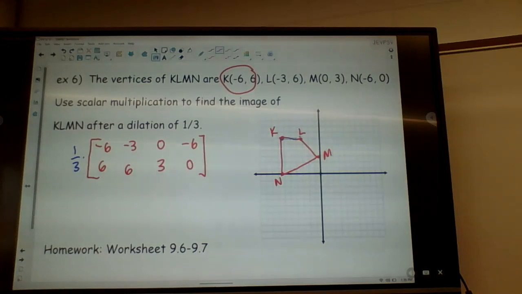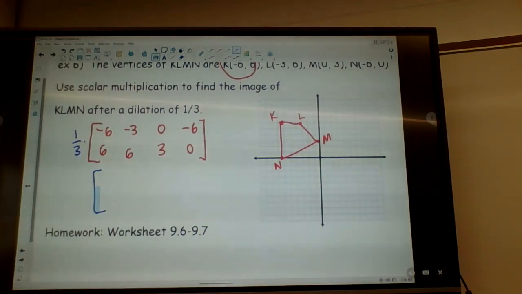We're going to dilate this by using this scale factor, and it's going to help me to do this to all my points. And again, it just keeps things a little bit more organized for me. So 1/3 of -6 would be -2. I divide it by 3. 1/3 of 6 would be 2. 1/3 of -3.